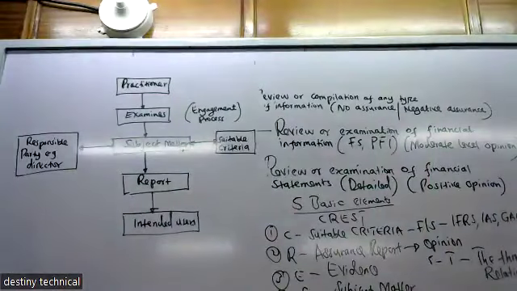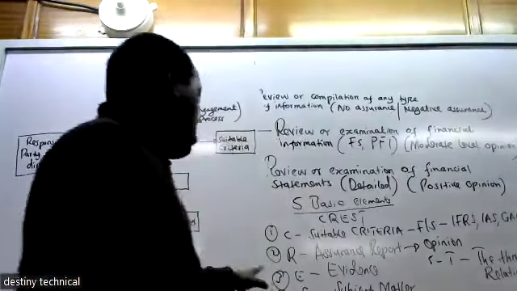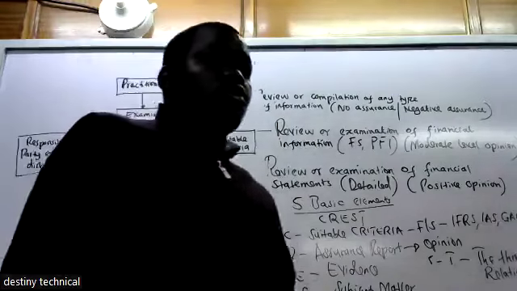Then you go to element number four, opinion slash assurance report. We're done with the characteristics of the criteria. Number four, opinion slash assurance report.